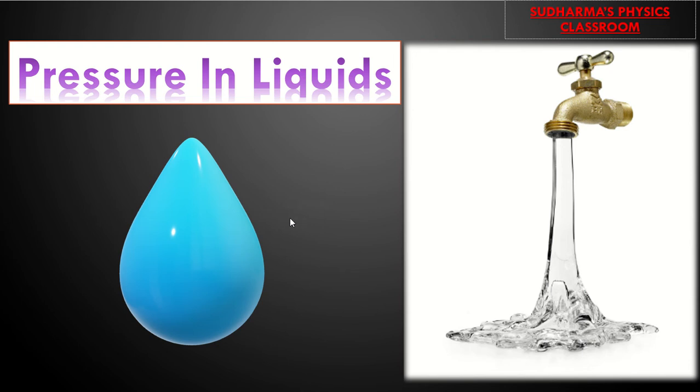Liquids also exert pressure. So what is pressure? Pressure is force per unit area. So how does a liquid exert pressure on other objects? Normally when we keep a liquid in a container, the liquid will be exerting pressure on the sides of that vessel. So we are going to understand a lot of interesting stuff related to liquid pressure today.